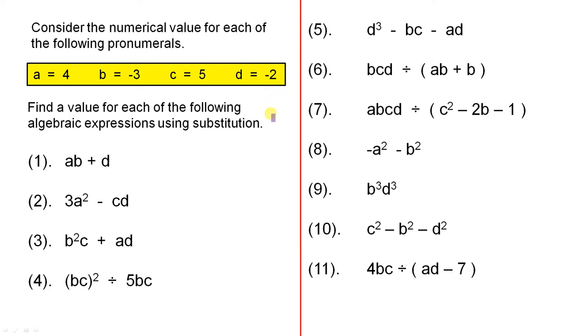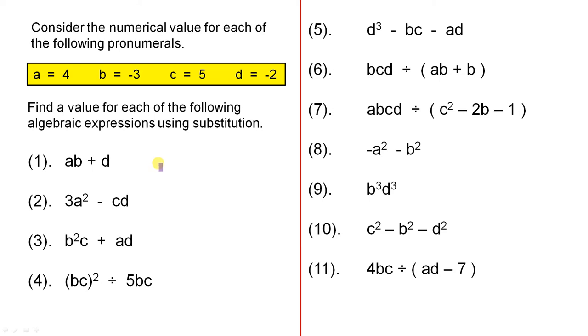So we have to find a value for each of the following algebraic expressions using substitution. So AB plus D is an algebraic expression. And all we do is substitute the values of A, B, and D into this expression here, and then we'll get a numerical value once we do the calculation.